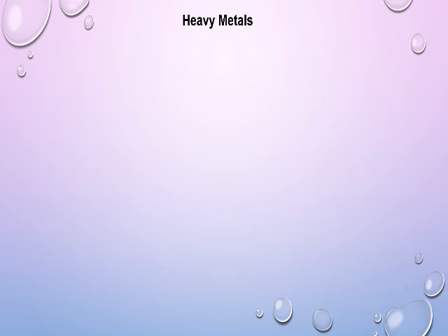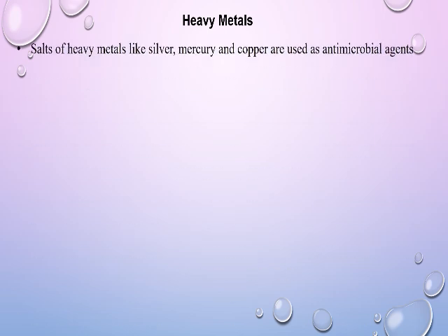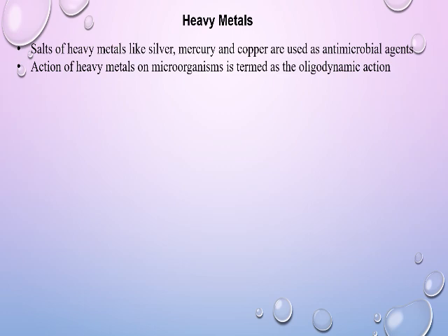Let us now talk about heavy metals as antimicrobial agents. Many salts of heavy metals like silver, mercury, and copper are used as antimicrobial agents. The action of heavy metals on microorganisms is termed as the oligodynamic action. These metals at very low concentrations exhibit antimicrobial activity.